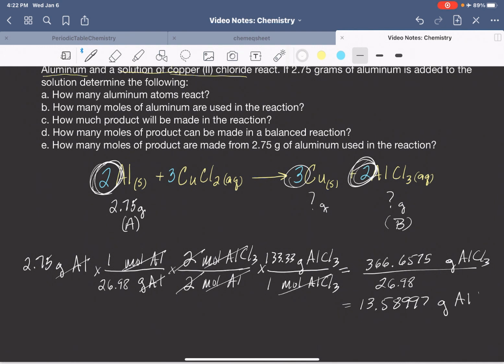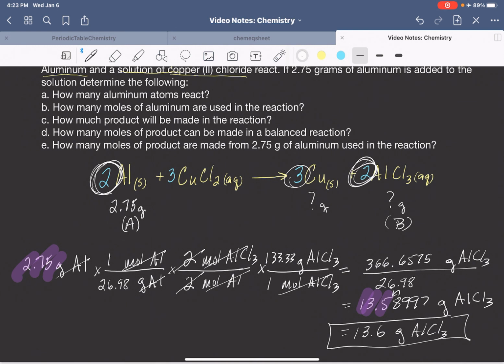That's grams of aluminum chloride. Once again, 3 sig figs, and there's a very strong argument that says that 8 will round that 5 up, so we're going to go with 13.6 grams of aluminum chloride. All right.